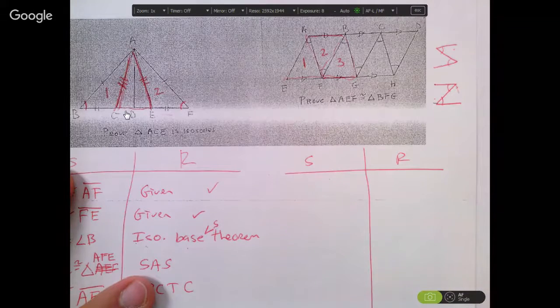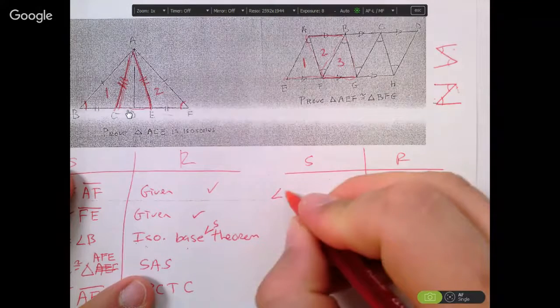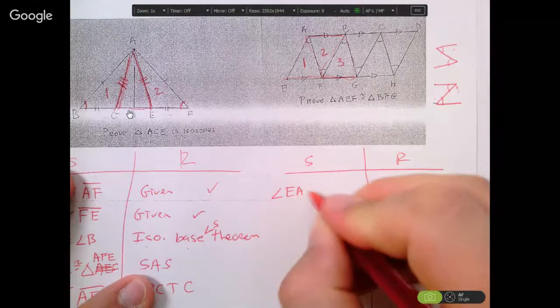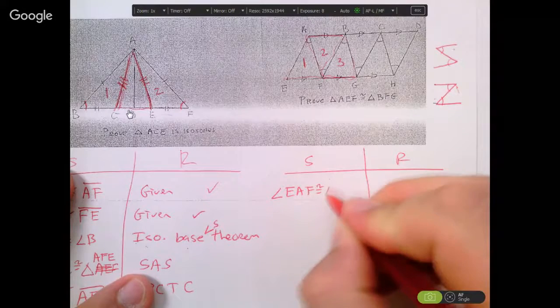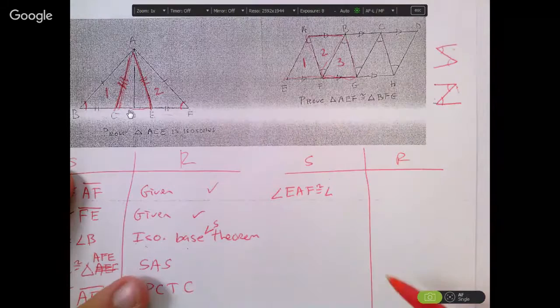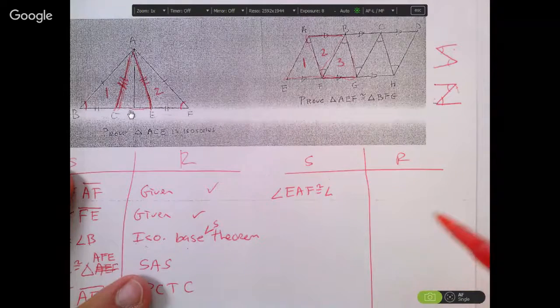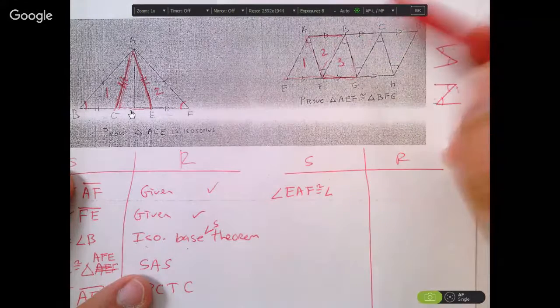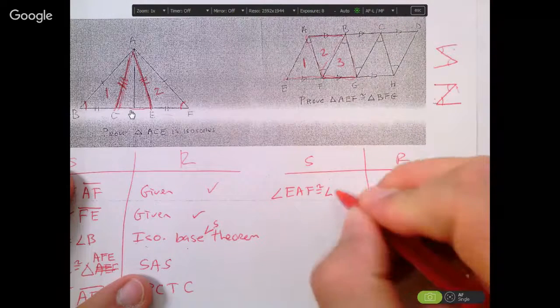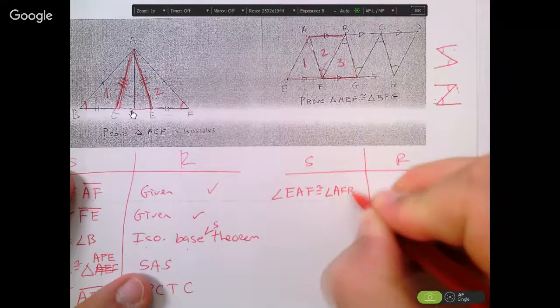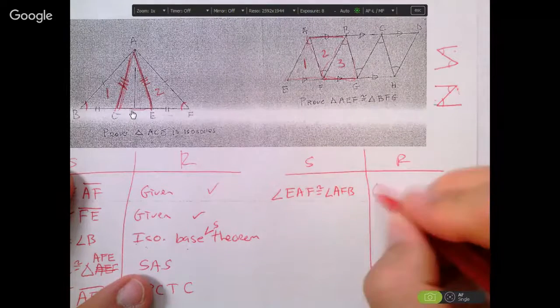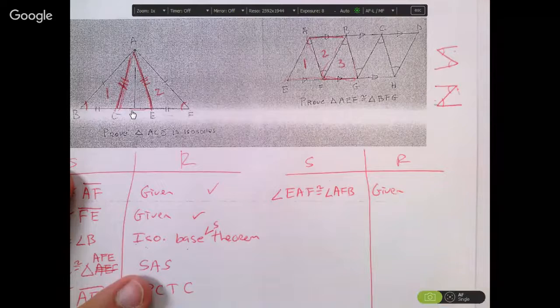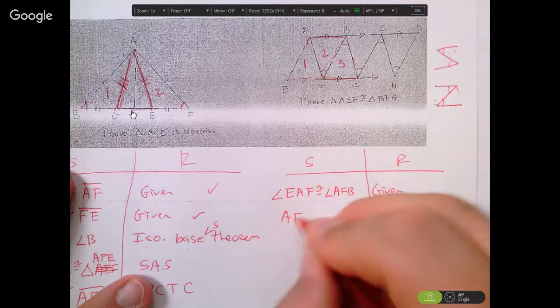You can say that angle EAF is congruent to angle AFB. Some people said angle A was congruent to angle F, but because there's more than one angle, you can't do that. I think it would be the other way around, but I'm going to be okay with it. Given. Then we can say that AF is congruent to AF. AF is congruent to itself.